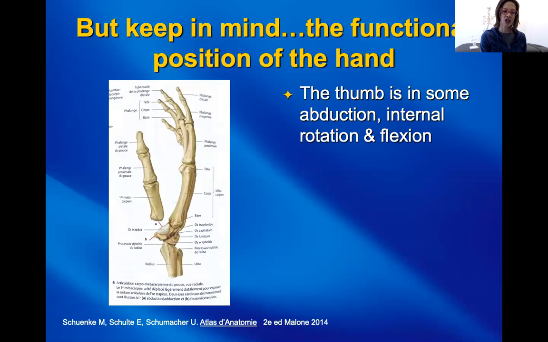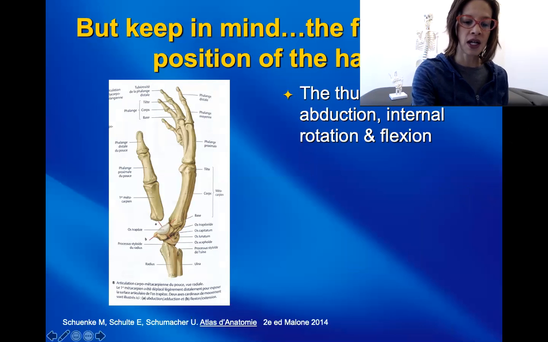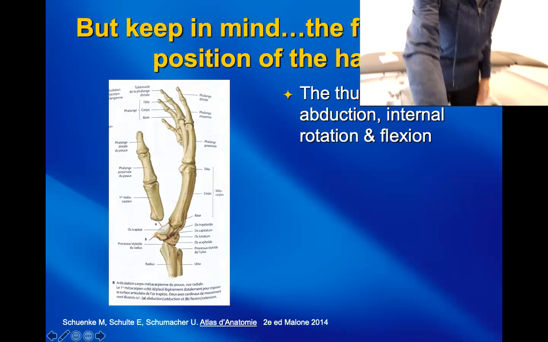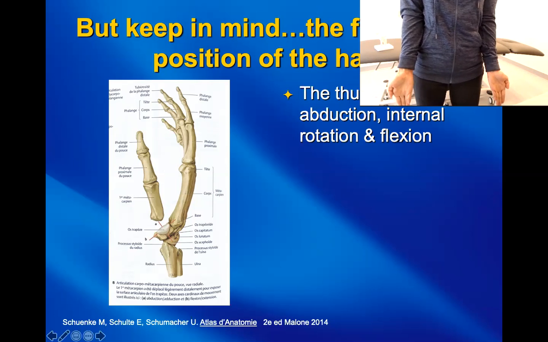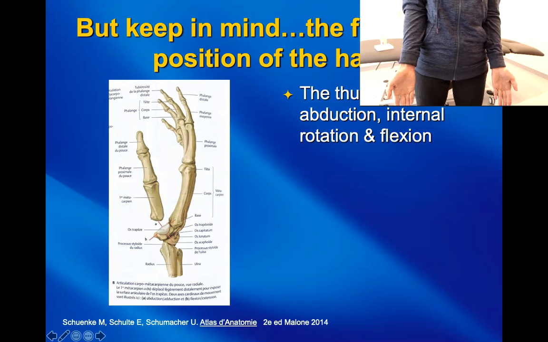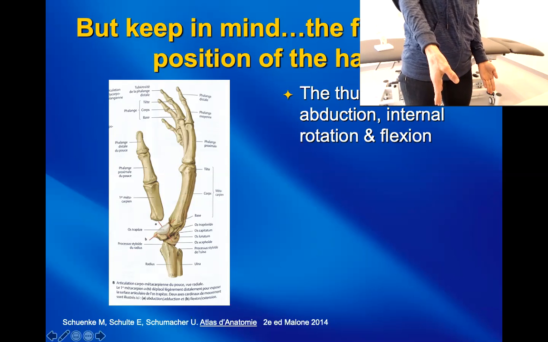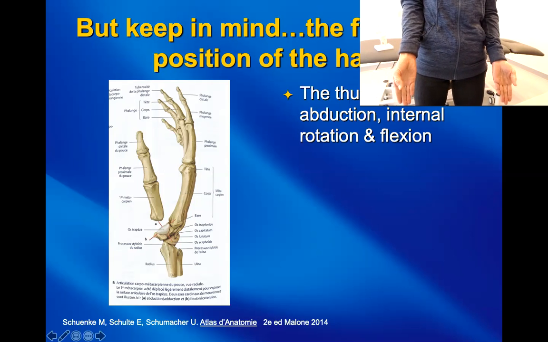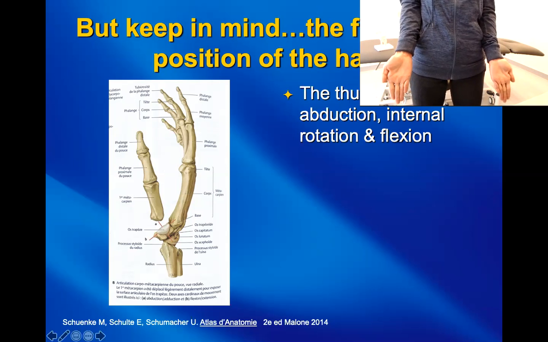But keep in mind the functional position of the hand. So the thumb is in some abduction and a little bit of internal rotation and flexion. If I just show you the anatomical position, in fact, you could maybe all stand up and try it. If we're in the anatomical position like this, you can see how my thumbs are oriented. Then if I let them relax, they come into some abduction, a little bit of flexion, and a little bit of internal rotation, because that's much more functional than this anatomical position.